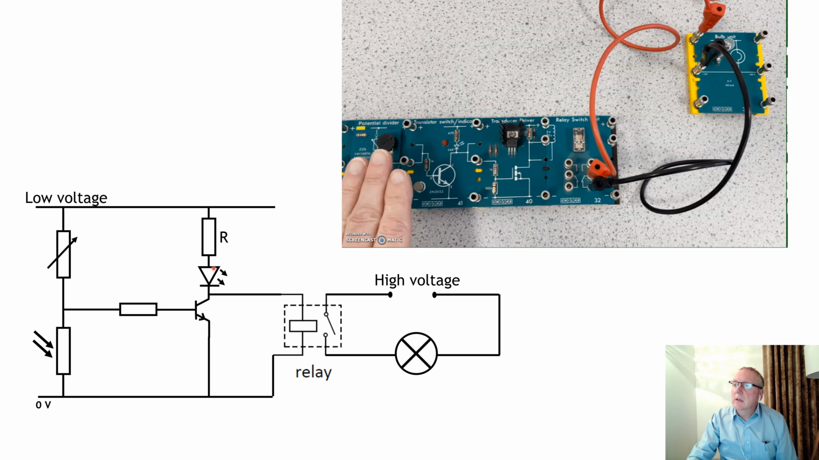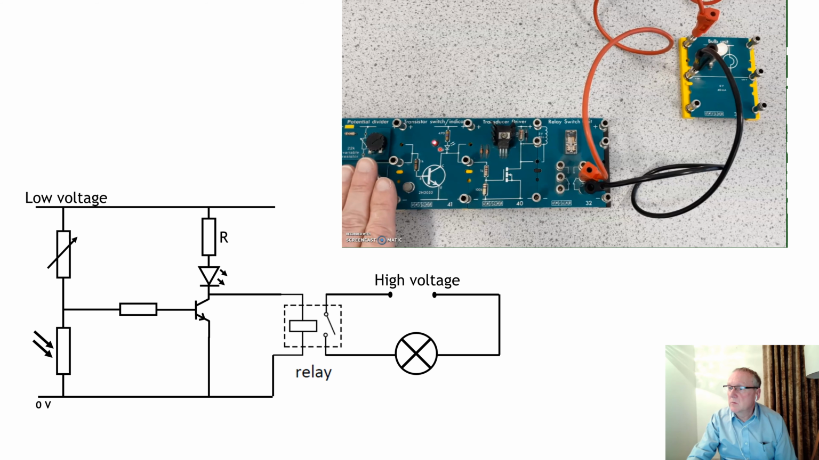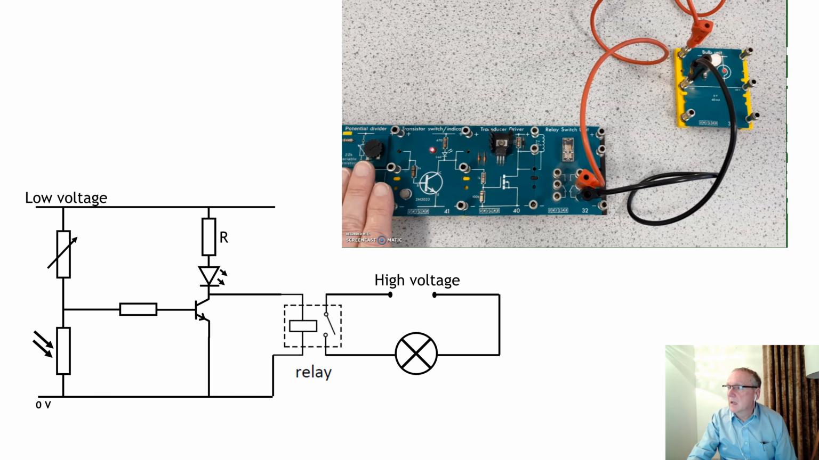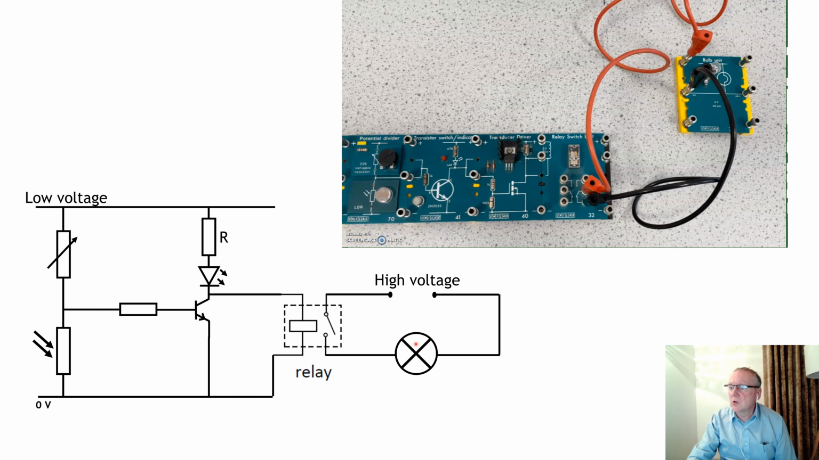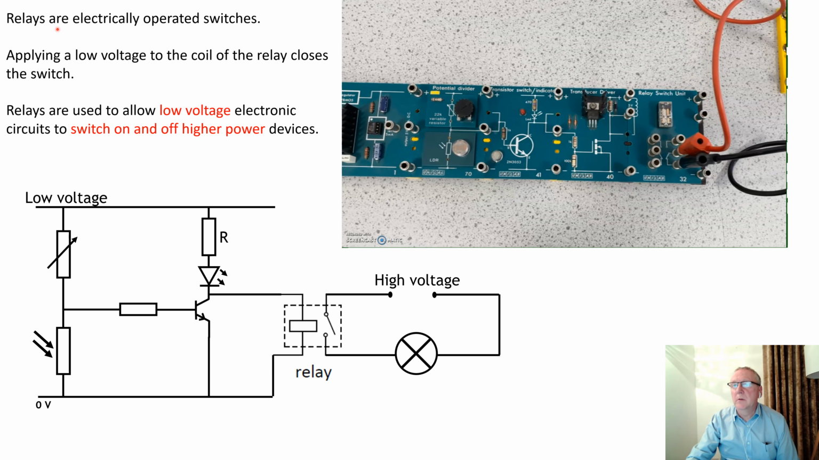So, okay, I'll cover up the LDR. You can see the transistor switches on. You can see the LED coming on, and it switches on this lamp automatically. Just all controlled by darkness or lack of light. And so this, it's going to play again.